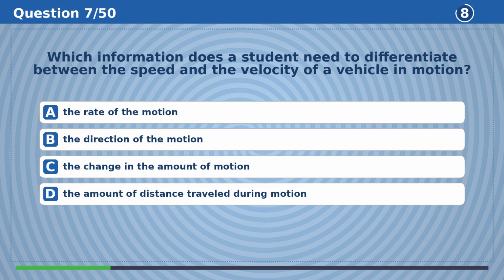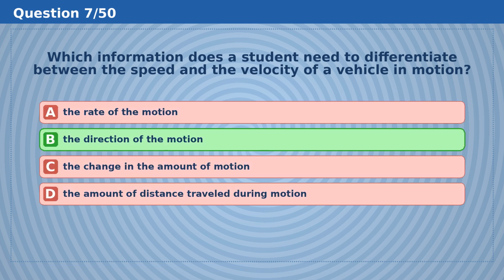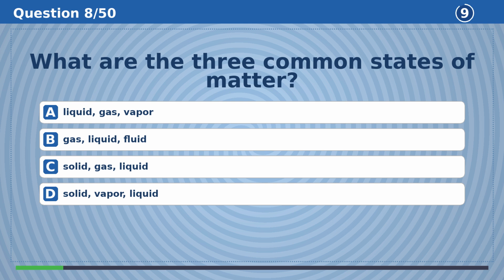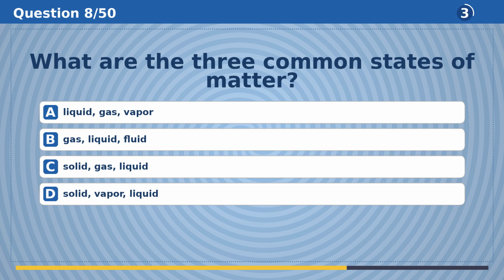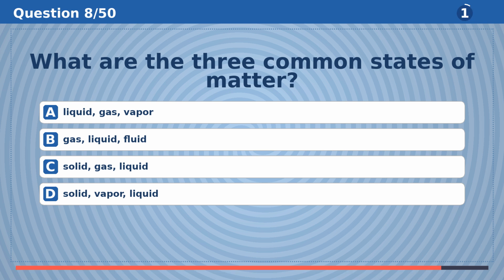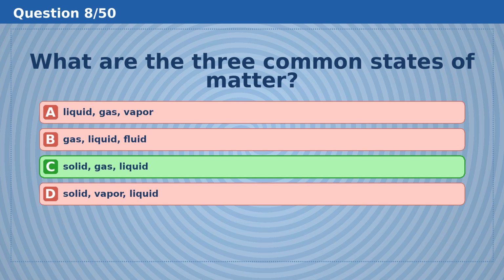Which information does a student need to differentiate between the speed and the velocity of a vehicle in motion? The answer is B. The direction of the motion. What are the three common states of matter? The answer is C. Solid, gas, liquid.